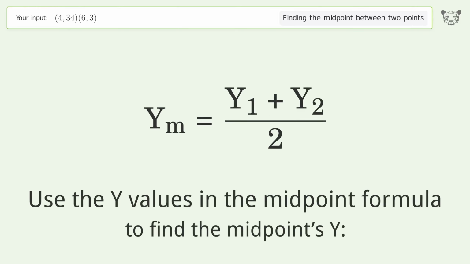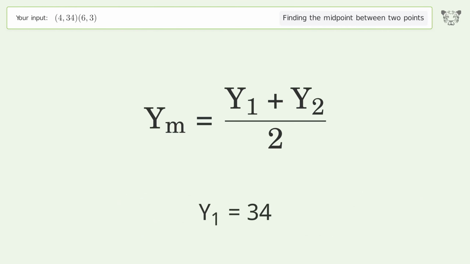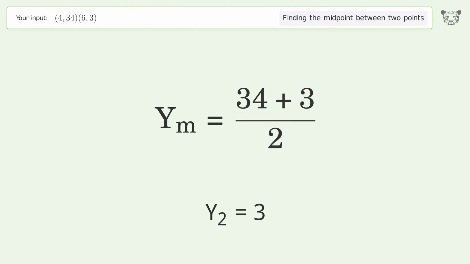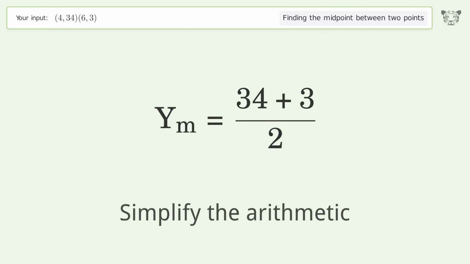Use the y values in the midpoint formula to find the midpoint's y. y1 equals 34. y2 equals 3. Simplify the arithmetic.